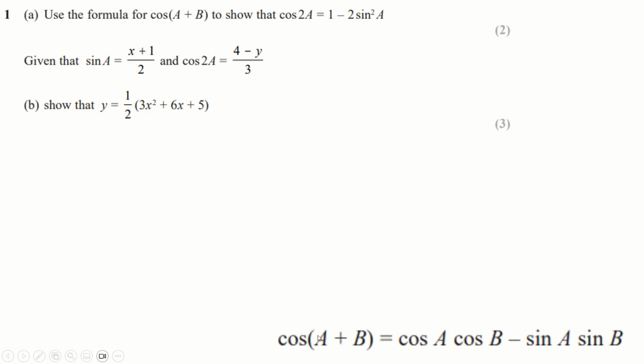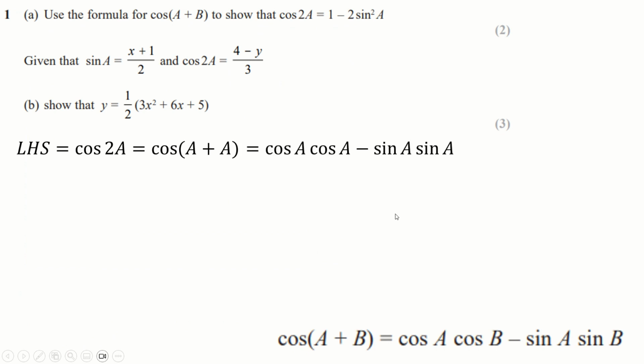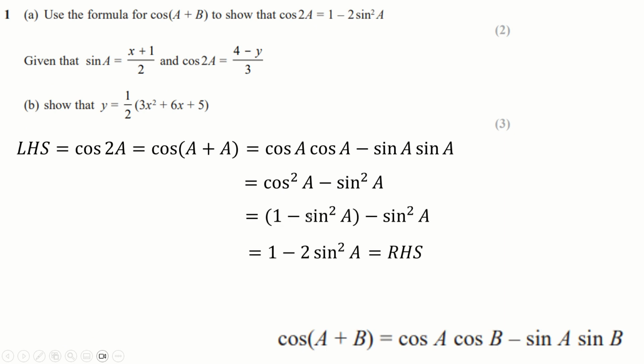There it is. So therefore, cos of, if we just replace b's with a's, cos of a plus a is clearly cos of 2a. And that's how we're going to make our start. But cos of a plus a is cos a cos a minus sine a sine a, which is cos squared a minus sine squared a, which is 1 minus sine squared a minus sine squared a. And then, of course, it's going to be 1 minus 2 sine squared a, which is the right-hand side. You'll have seen this before. They ask it every single paper.